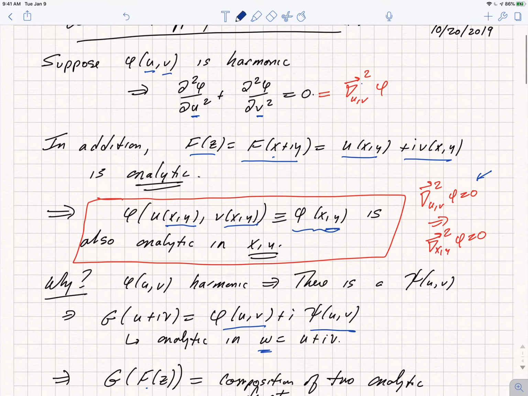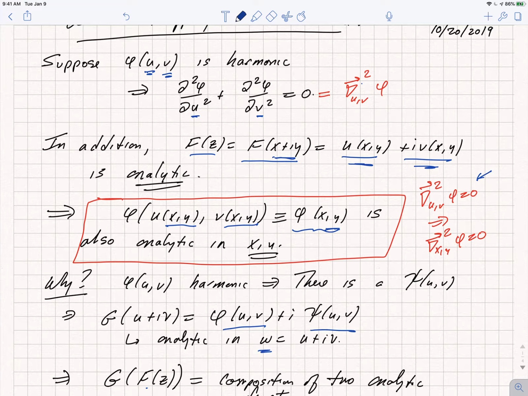Now, suppose u and v are themselves the real and imaginary parts of a separate analytic mapping f. So f of z, which is f of x plus iy, is u of x and y plus iv of x and y. So I'm going to view the u and the v inside this function phi as actually coming from the composition of first mapping from the xy plane to the uv plane and then evaluating phi at u and v.